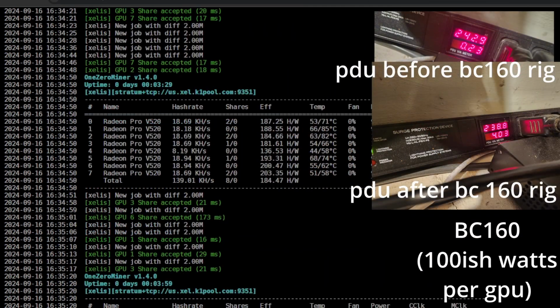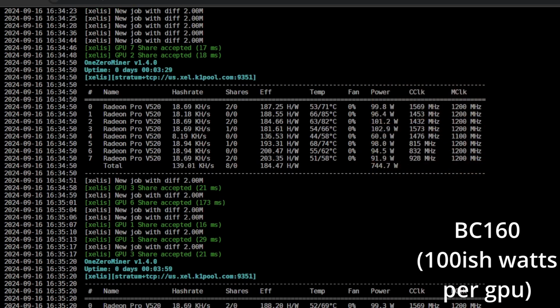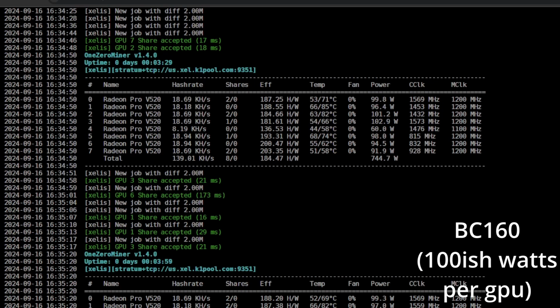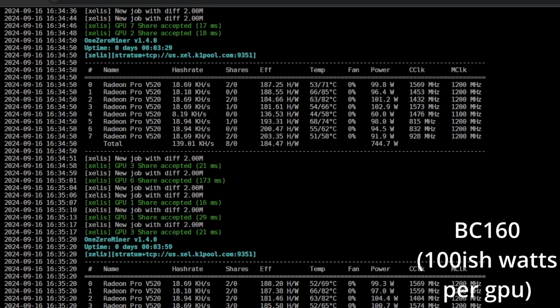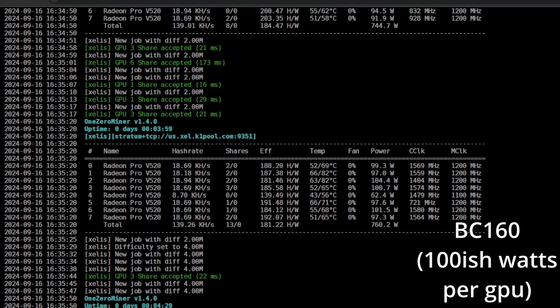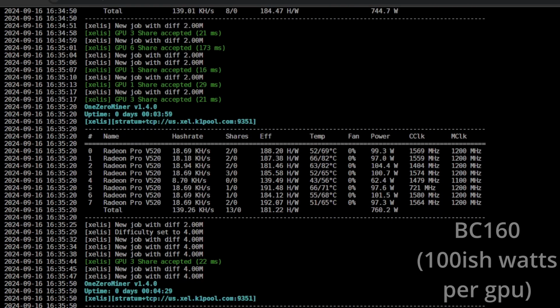Getting the BC160 power readings. I have them in a server case that's pretty accurate. So what I did was I got the PMD power before and after I turned the BC160 rig on. Then I got the power from the unit. And then I subtracted 100 watts because that's how much the Octominer takes when it's idle. And I got about 100-ish watts per BC160. I have one that's acting up, so I think that might have messed with my results a little bit, but this is good enough for testing.